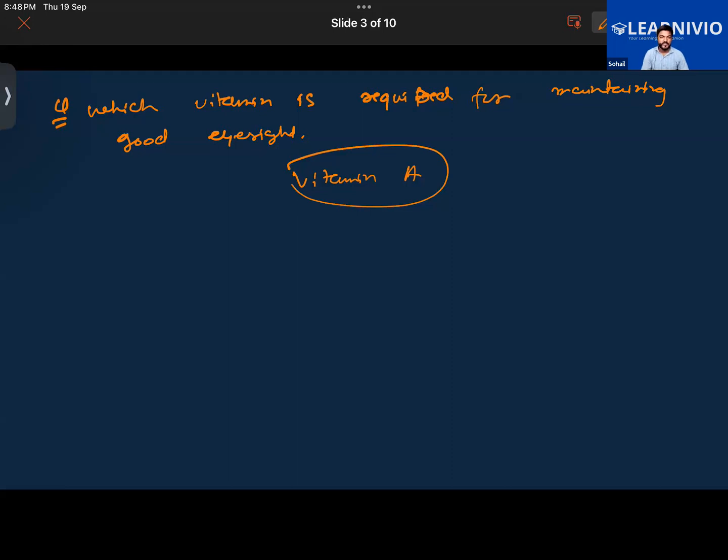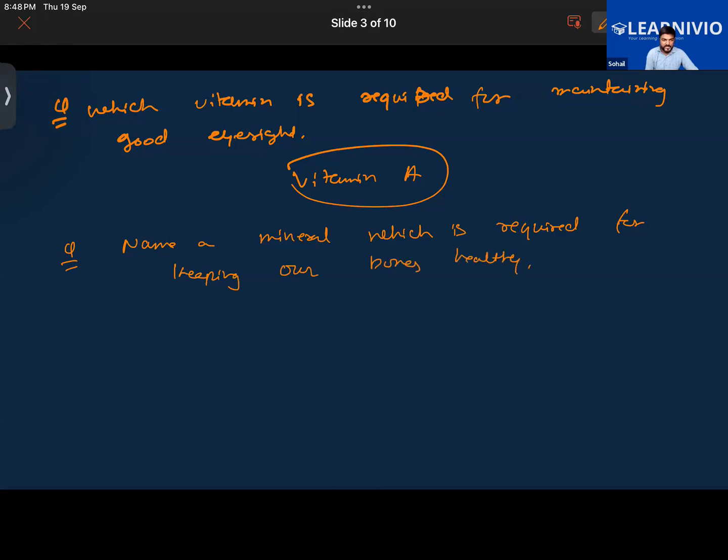All right, now keep this in mind. Now tell me, name a mineral which is required for keeping our bones healthy. The question is: name a mineral which is required for keeping our bones healthy.